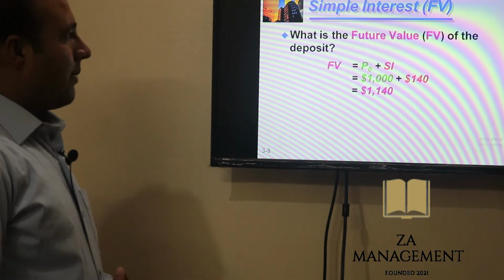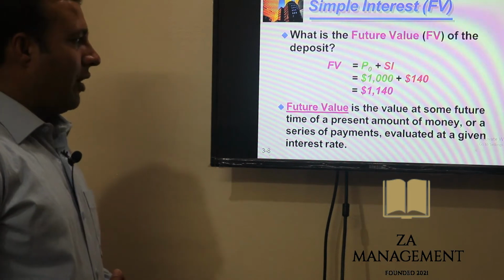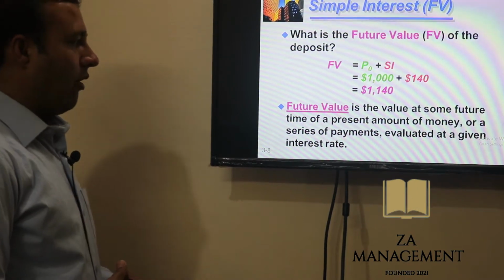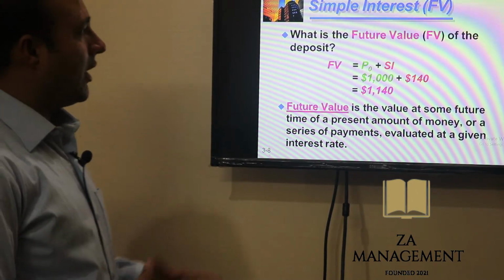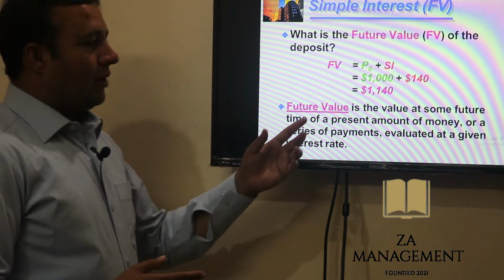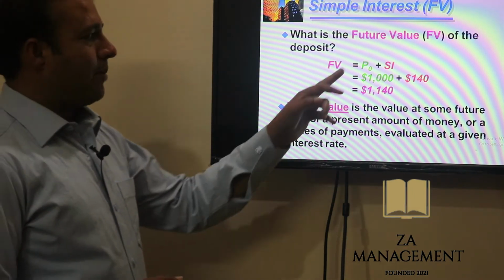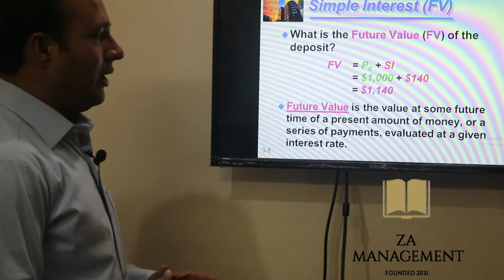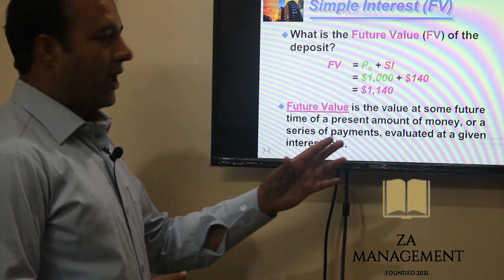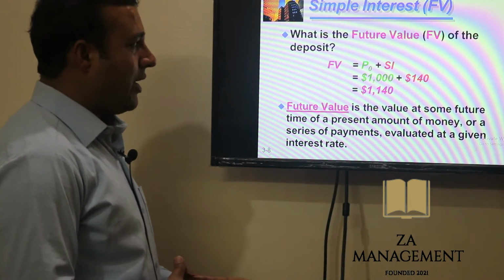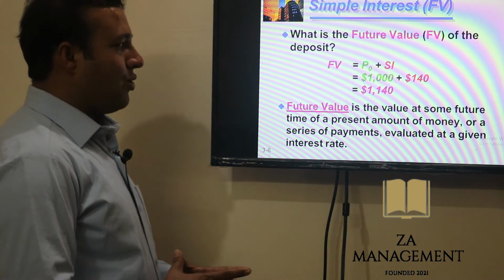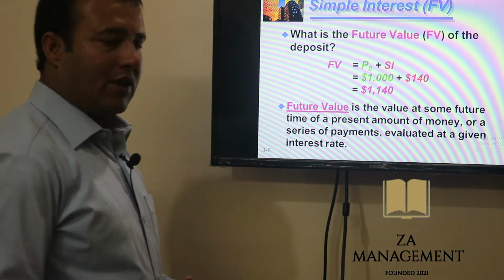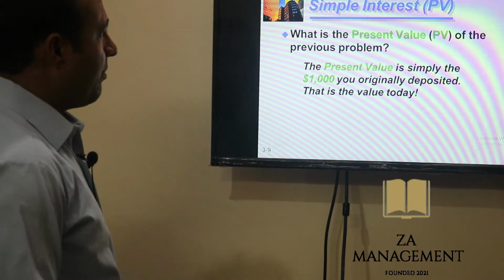Then we have another concept, the future value of a deposit. Future value is the value at some future time of a present amount of money or a series of payments evaluated at a given interest rate. Future value can be calculated with the formula principal amount plus simple interest. In our previously discussed example, 1000 was the principal amount and $140 was the simple interest. Combining these two, 1140 is the future value of $1,000 today at a rate of 7% interest.